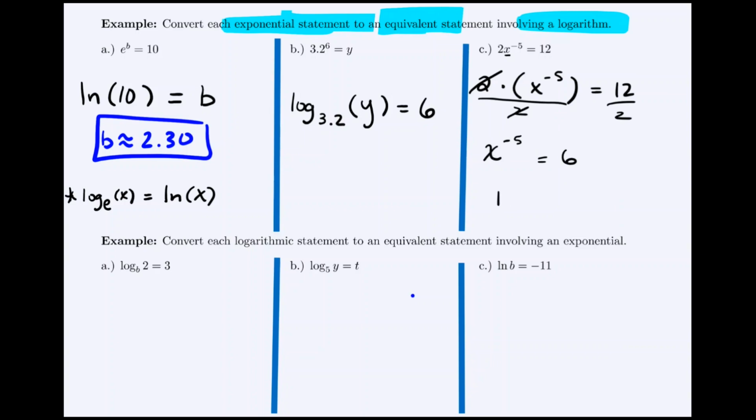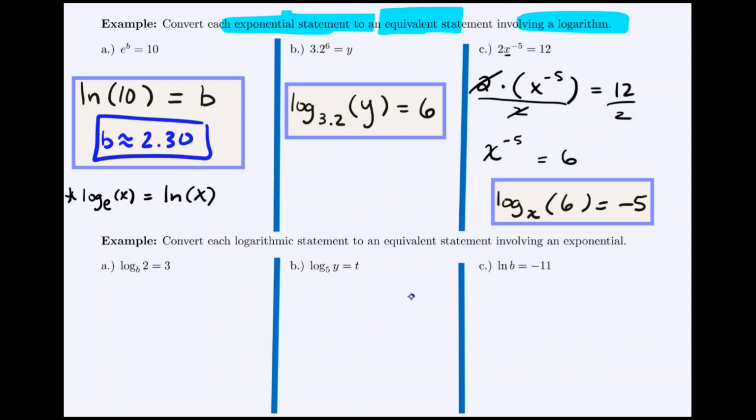Our base is x, so we'd have log base x of 6, remember, the output of the exponential becomes the input of the logarithm, is equal to the input of the exponential is the output of the logarithm, negative 5.